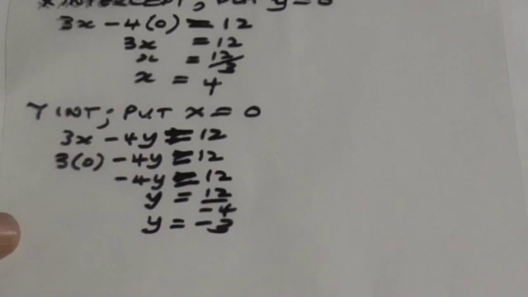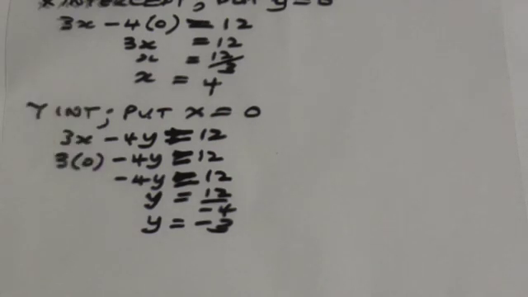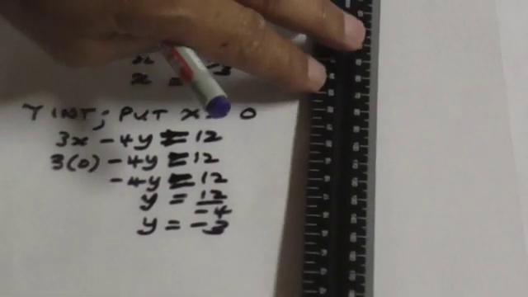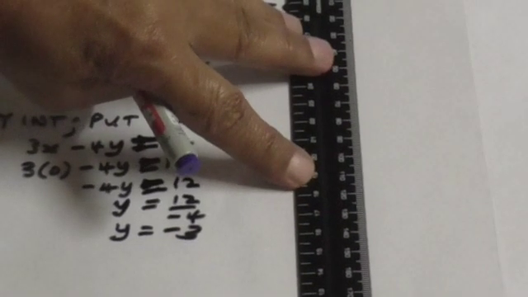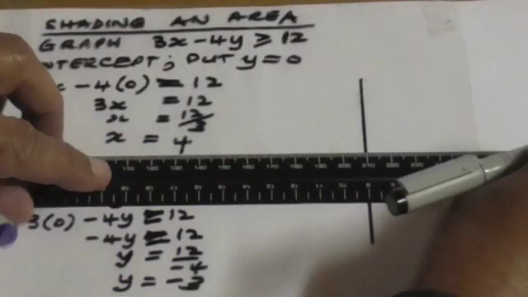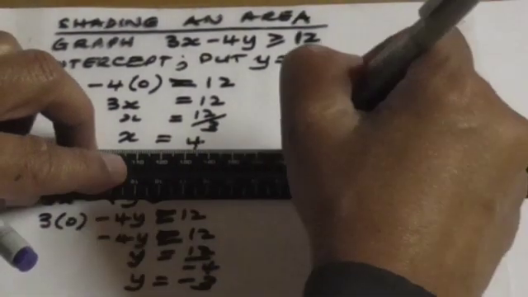So you got x equal to 4, y is equal to negative 3. Okay, so to find the x-intercept and y-intercept, use equal to signs. Then you will draw the graph. And remember, you'll be drawing a rough sketch. So let's just get the axes done.